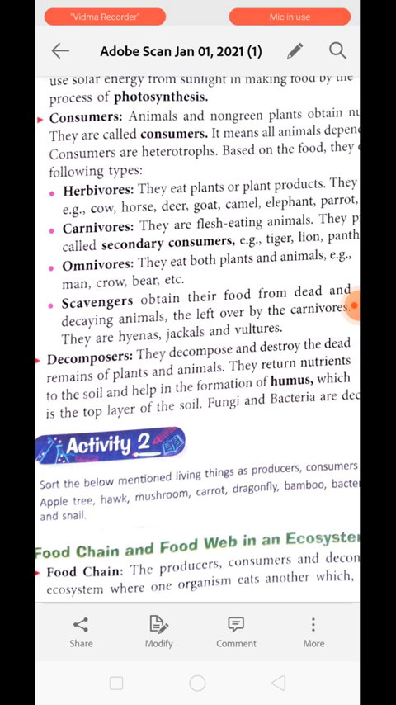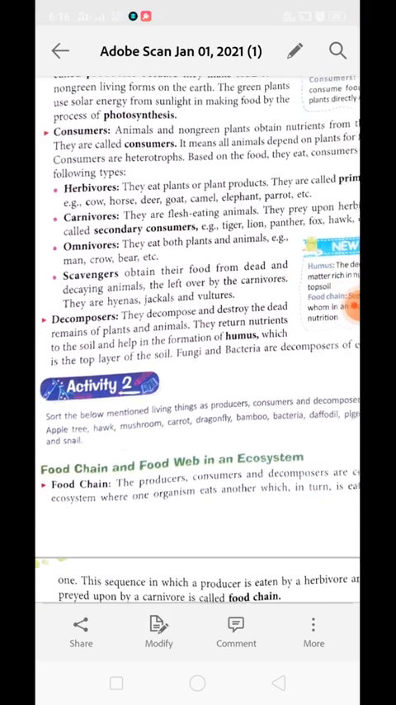So, forest is forming a complete ecosystem with its biotic and abiotic components. Now, over here we have activity number 2.